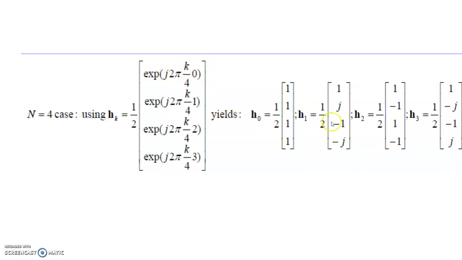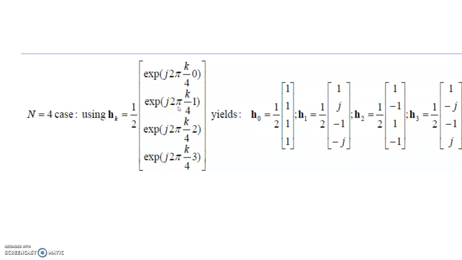For all k, my first term will always be equal to e raised to 0. That is, my first term will always be equal to 1. Then I have to find the remaining terms by substituting k. So for h1, I have e raised to j 2 pi into 1 by 4, e raised to j 2 pi by 4. So e raised to j theta. I have to find e raised to j theta.